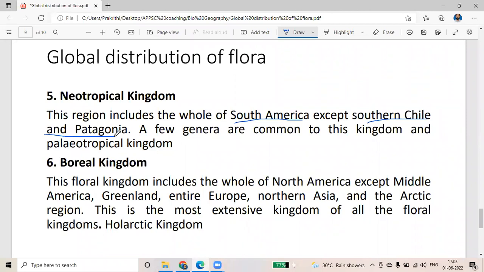Then the boreal kingdom. This floral kingdom includes the whole of North America except Middle America, then Greenland, entire Europe, Northern Asia and the Arctic region. This is actually the biggest kingdom of all the kingdoms.